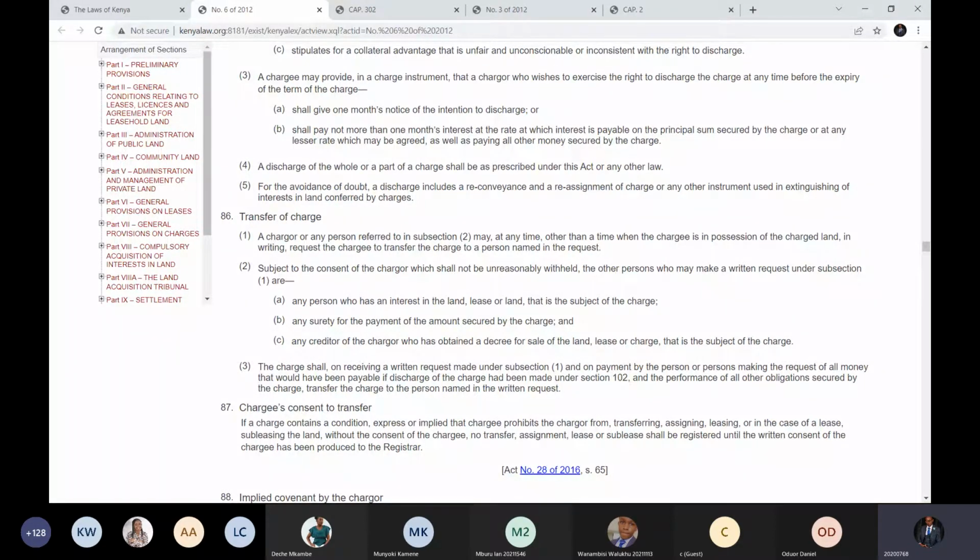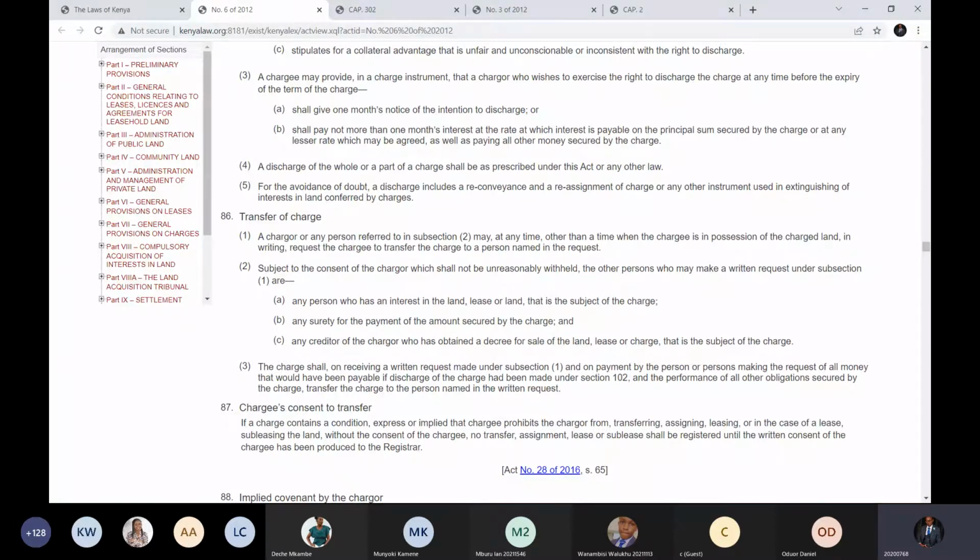In the commercial sense, that's now a loan takeover. In the conveyancing sense, it's known as a transfer of a charge. So that's how those transactions happen. In the commercial bit, we'll call it a loan takeover. In the conveyancing sense, it's called a transfer of charge, whereby the charge will be taken over by another chargee.